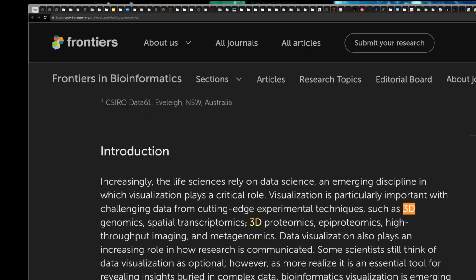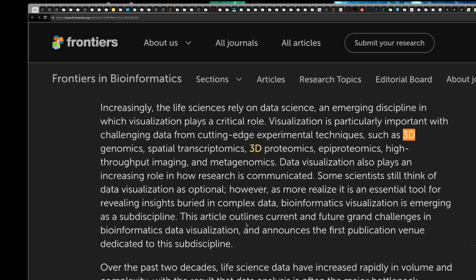Introduction. Increasingly, the life sciences rely on data science, an emerging discipline in which visualization plays a critical role. Visualization is particularly important with challenging data from cutting-edge experimental techniques, such as 3D genomics, spatial transcriptomics, 3D proteomics, epiproteomics, high-throughput imaging, and metagenomics. Data visualization also plays an increasing role in how research is communicated.